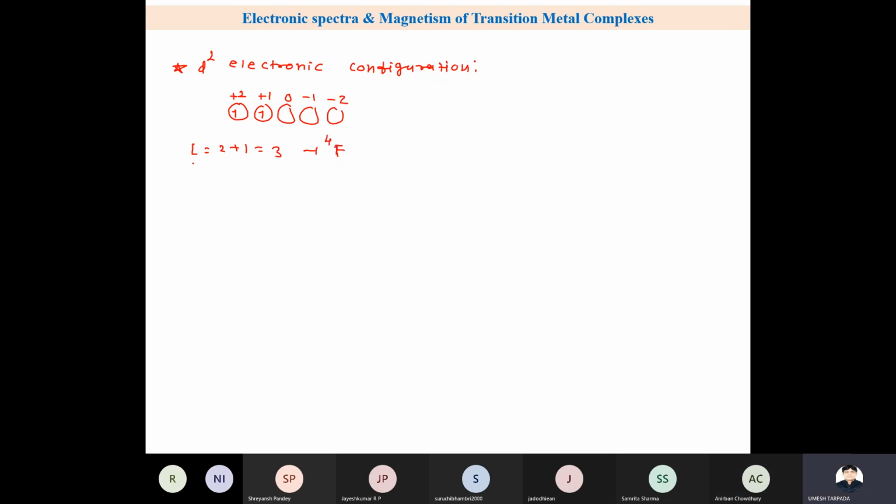Good. Another arrangement possible with the same multiplicity is you can have 2 electrons in plus 1 and 0. Of course this is possible. What is its multiplicity? L value is 1, so it's a P. Triplet P. Okay, it's a triplet P. So there are two terms which are involved in this diagram.